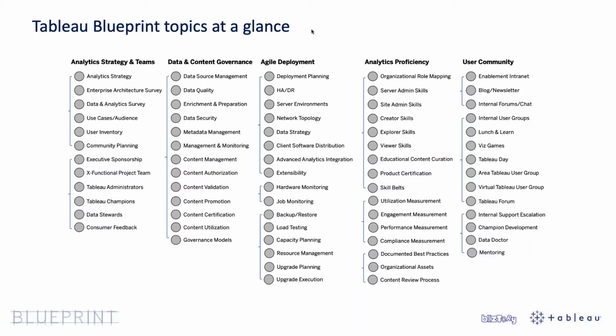These are actual outcomes or tasks of the blueprint. I'll try to go through a few of them. Let's say one of the first tasks you would most likely want to do is in the third column, agile deployment. It's taking a backup and restore. So having a correct backup and restore procedure is probably one of the first things you would like to do.